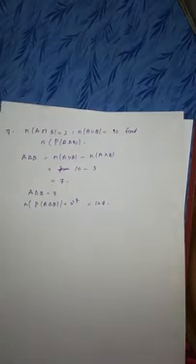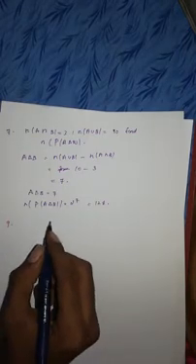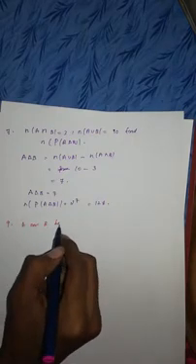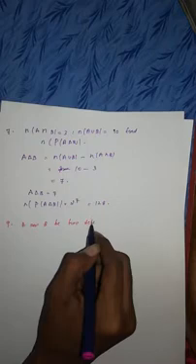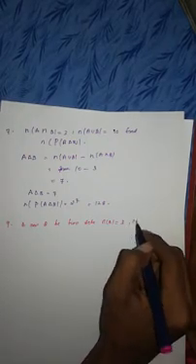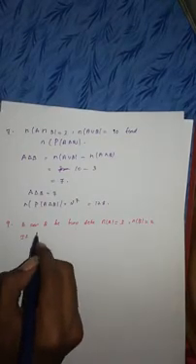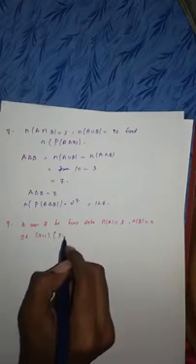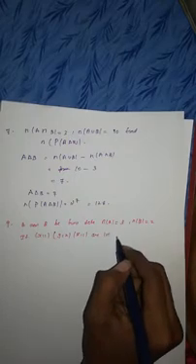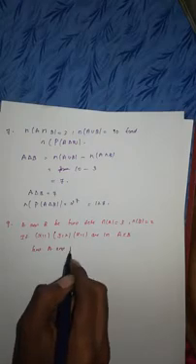Now I am going to move to the 9th sum. If I do the 9th sum, you can do the 8th sum on your own. It is given that A and B are two sets. N of A is 3. N of B is 2. If (x,1), (y,2), (z,1) are in A cross B, find A and B.